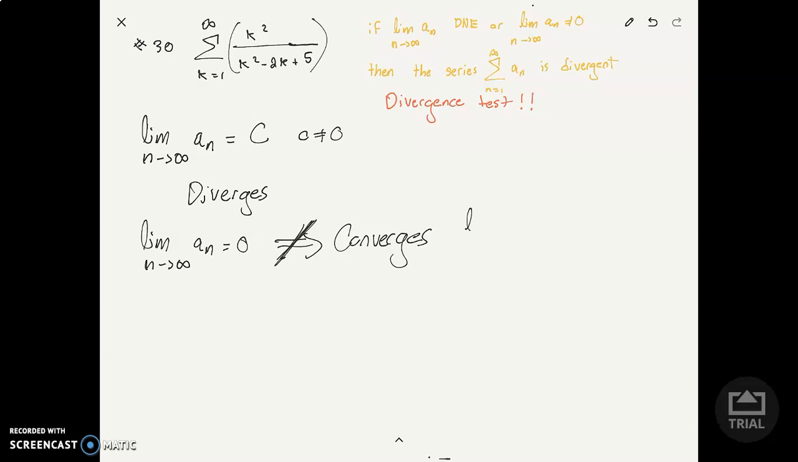So, for instance, if you take the limit as n approaches infinity of 1 over n, that's equal to 0. But 1 over n diverges. So that's the prime counterexample to this statement. This is not a true statement. So really, we're just looking for a constant or something. If it is 0, we have to move on to something else. So let's actually do it on this problem.